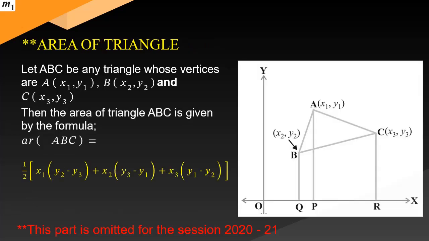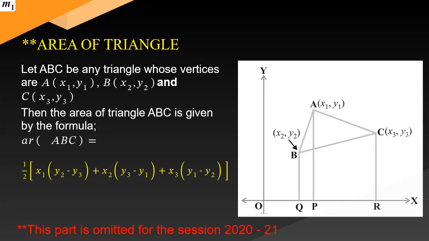Now this is the last topic of coordinate geometry of class 10th, area of a triangle. Let us suppose that we have 3 points A, B, C in the space. When we join these 3 points, we get a triangle and we need to find the area of this triangle formed by ABC.